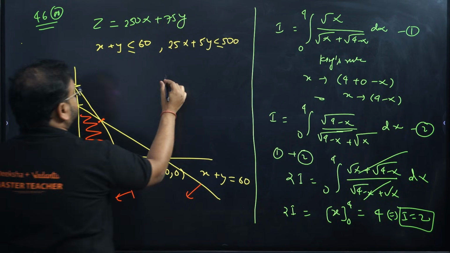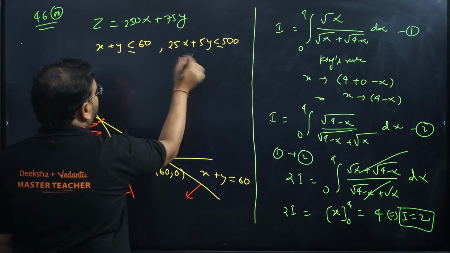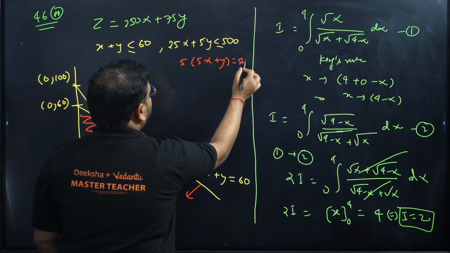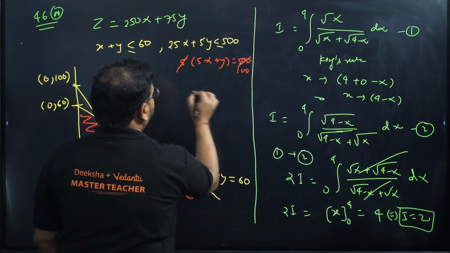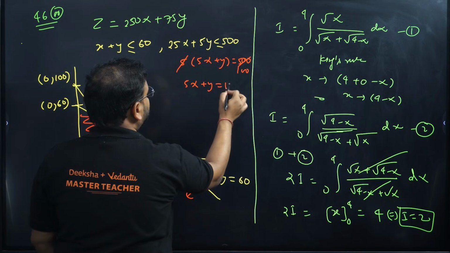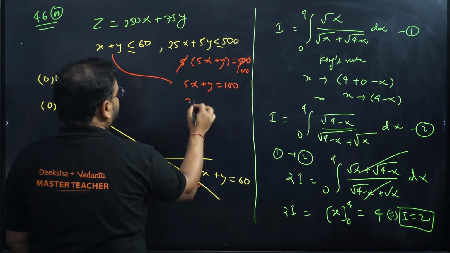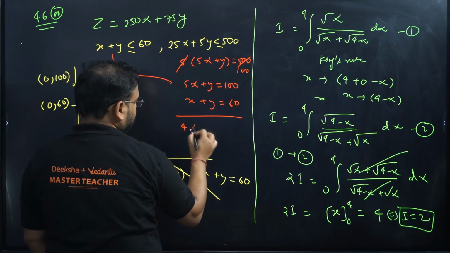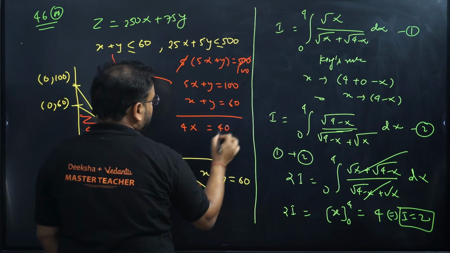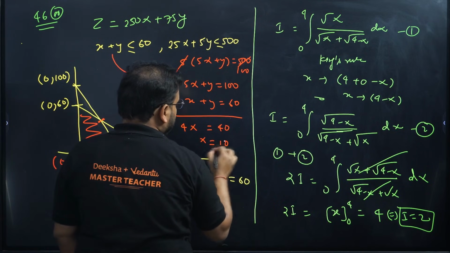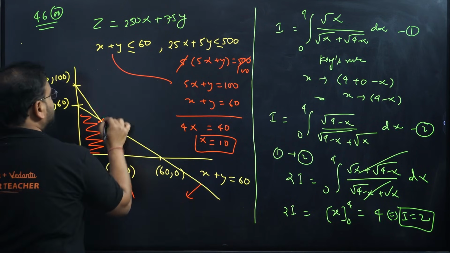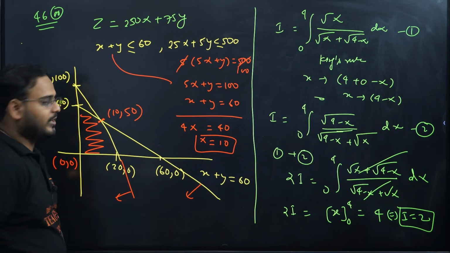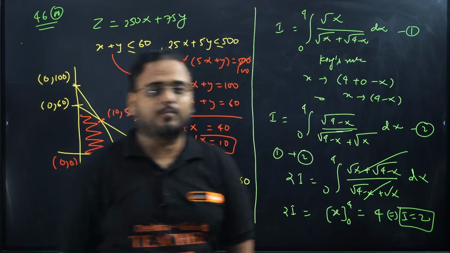By solving the equations. So you can take 5 common over here. You have this as 5x plus y equals to 100, and bring this over here. I'll get x plus y is 60. Subtract them. You'll get 4x equals 40. So x value is 10. If x is 10 means sum is 60, so 10 comma 50. So I have got all the 4 corner points, not critical points, corner points.